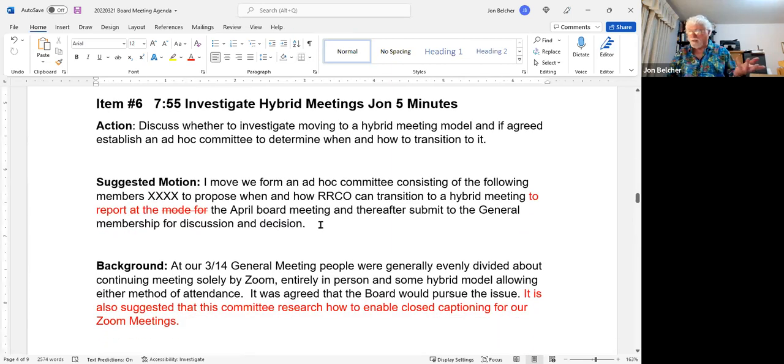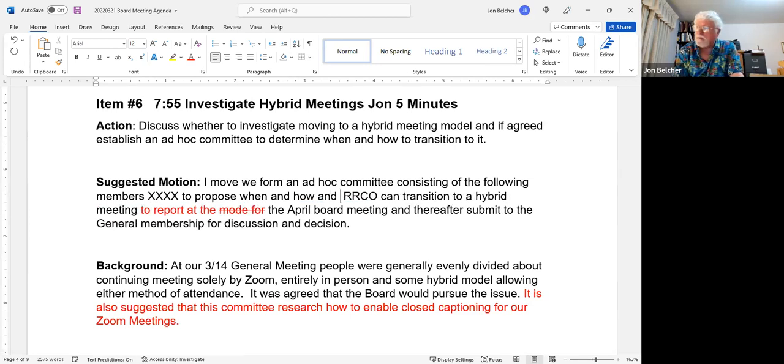Okay, and we'll do it and then appoint members, I guess. So the motion is to form an ad hoc committee to propose when and how, and if, we can transition to a hybrid meeting, to report to the April board meeting and thereafter submit to the general membership for discussion and decision. So this is just to form a committee to suggest what we might want to do.